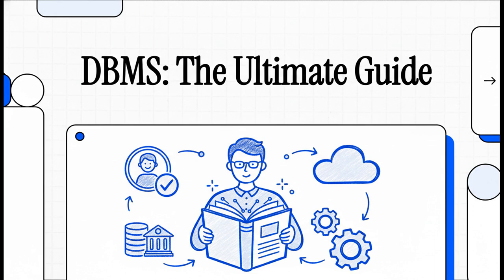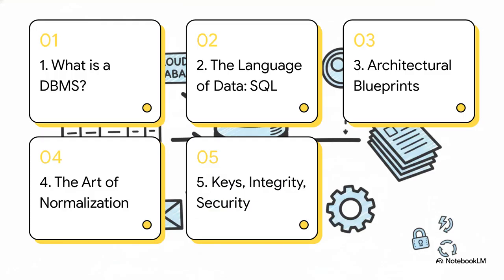All right, let's pull back the curtain and see how this all really works. So here's our game plan for this explainer. We're going to start with the absolute basics. What even is a DBMS? Then we'll learn the language we use to talk to it, which is SQL. After that, we'll look at the different blueprints for actually building a database. Next up, we'll get into a super important process called normalization. Think of it as spring cleaning for your data. And finally, we'll wrap up by seeing how we protect our data fortress with things like keys and security.